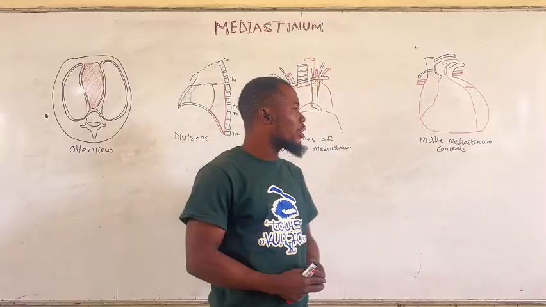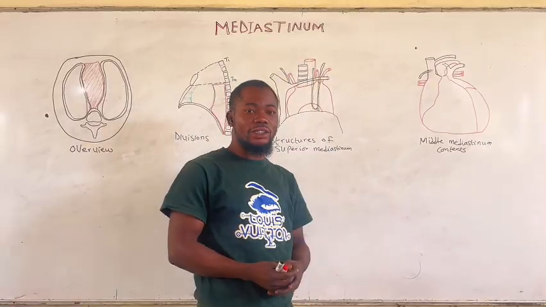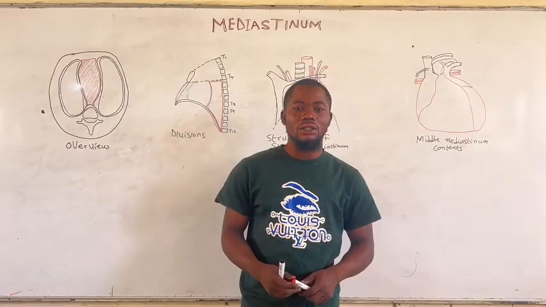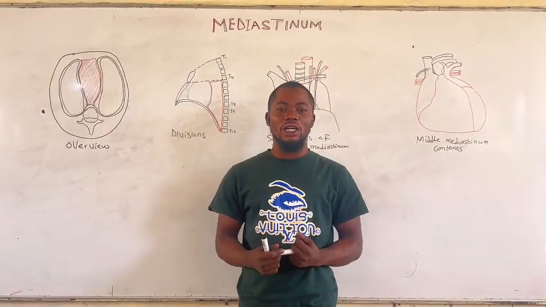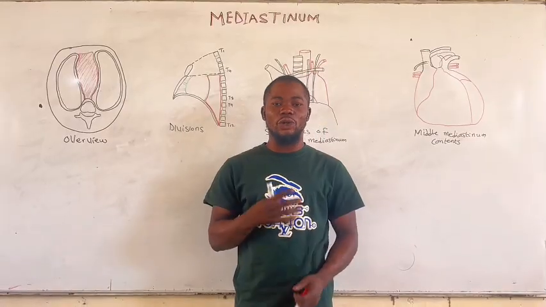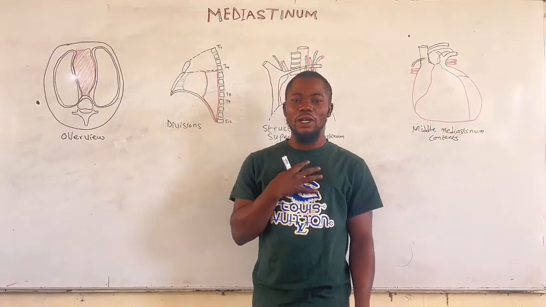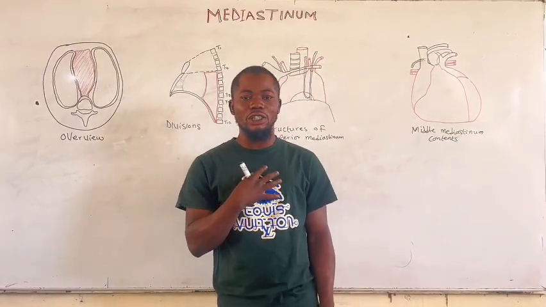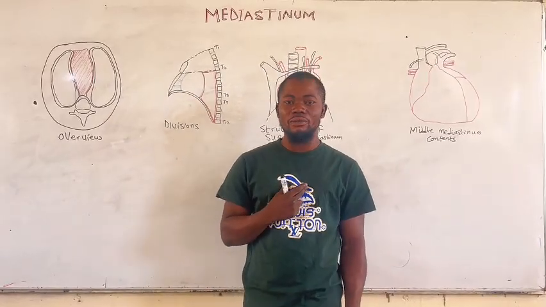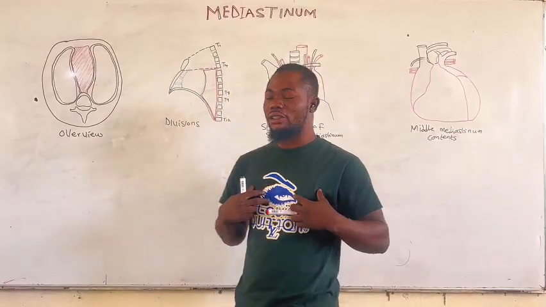In today's class, we'll be looking at the mediastinum, one of the important aspects of the thorax. Firstly, you should know where the mediastinum is located. You should know that the mediastinum is located in the thoracic region. And in which part of the thoracic region? The mediastinum is located at the median aspect of the thorax, in between the two lungs.